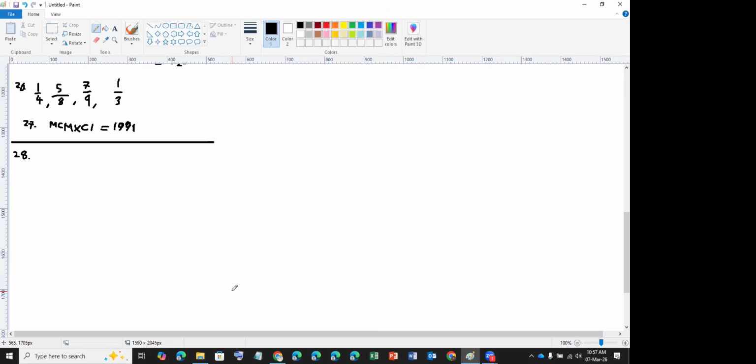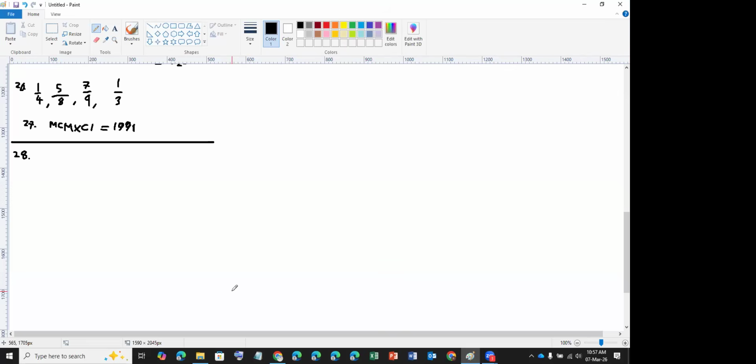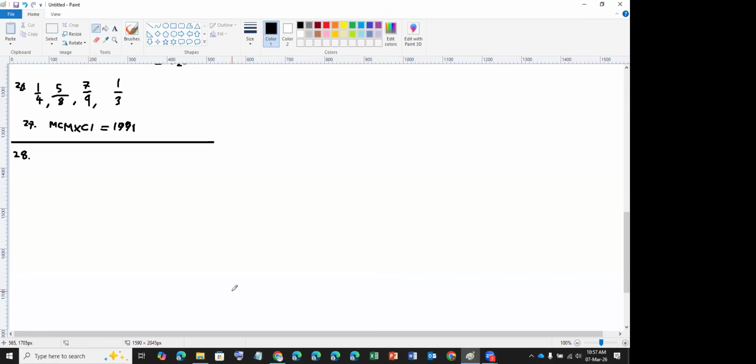What's the question in number 28 now? The question says, if there are 50 members of the class, how much will each member pay? 70 naira. Okay, so you divided, right? 3,500 divided by 50 is 70. Excellent. Okay, what does number 29 say?